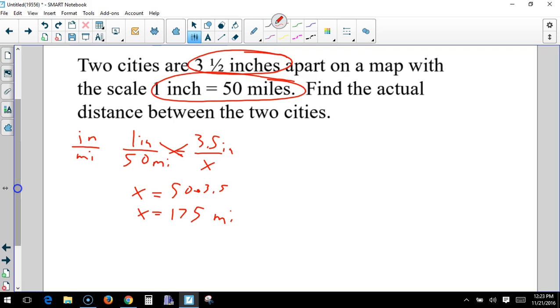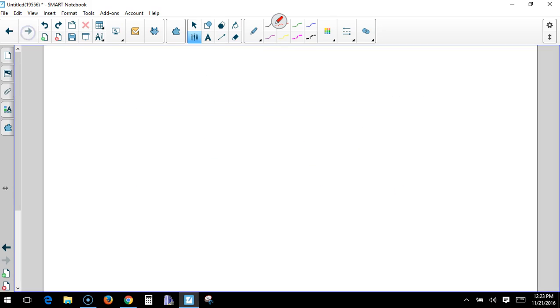miles. Which makes sense if you think about it. Every inch is 50 miles. So 1 inch is 50 miles. Another inch, which makes 2, would be 100 miles. A third inch would be 150 miles. And then half an inch would be 25. And that's why half of 50 is 25, and we get 175. So it really does make sense. You can kind of check that if you want. And that's it.